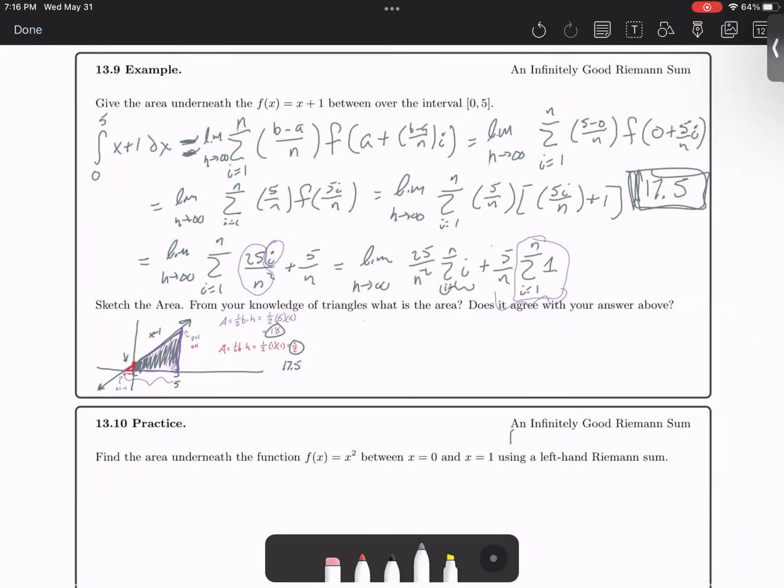Cool. You get the same thing using geometry or by using calculus. The cool thing about the calculus, though, is because I can give you a function much more complicated than x plus 1. I can actually give it some curvature, and you can find the Riemann integral.